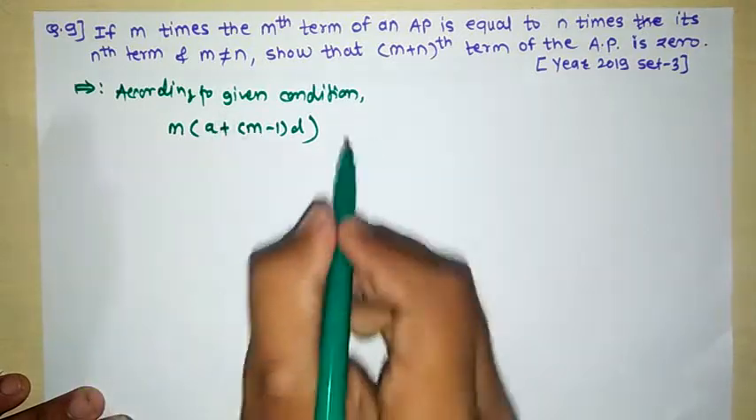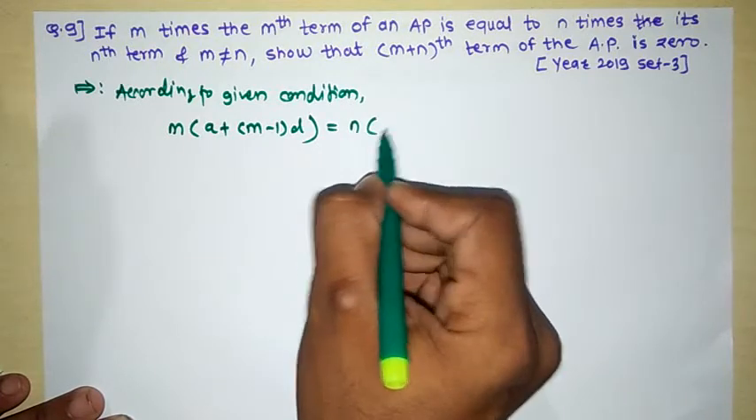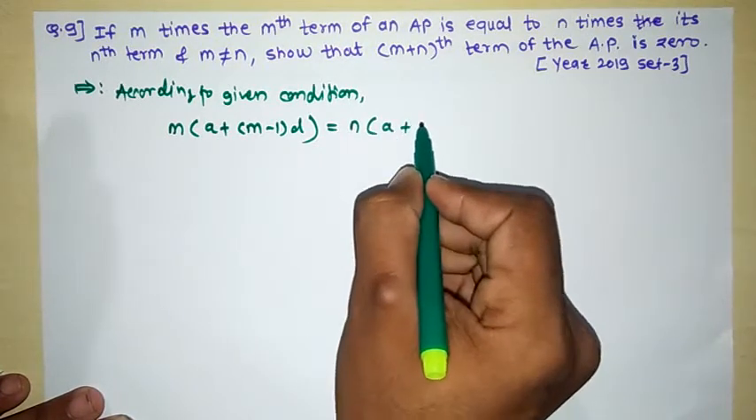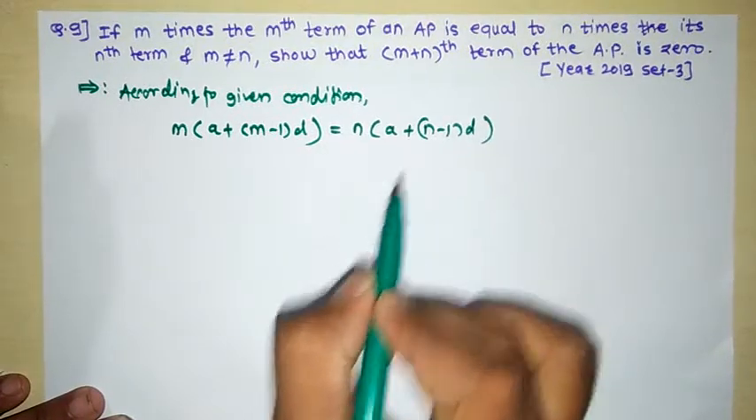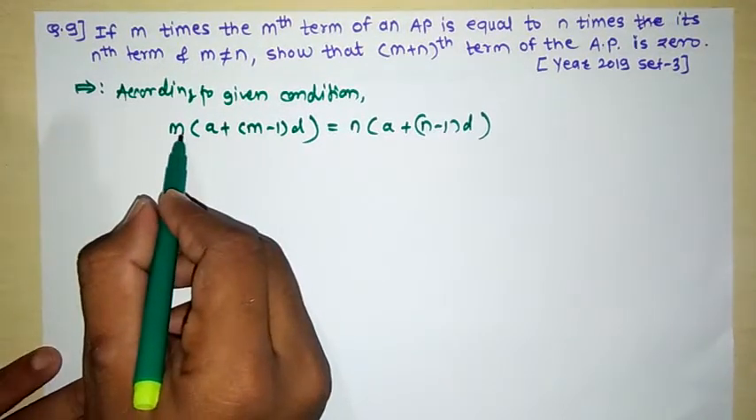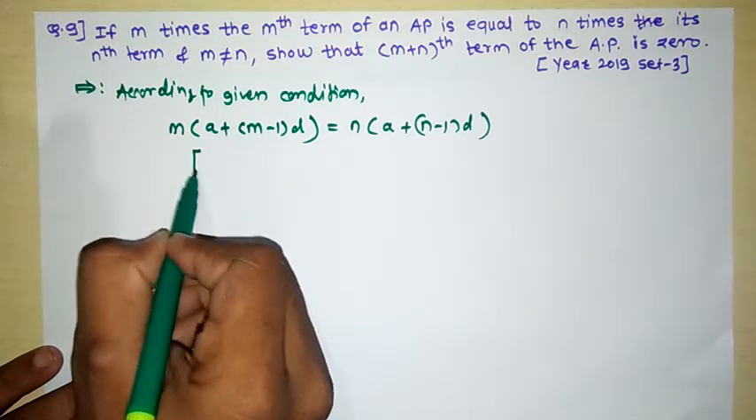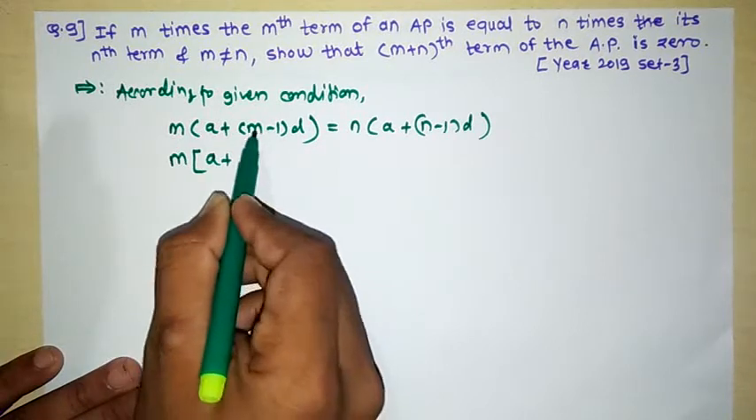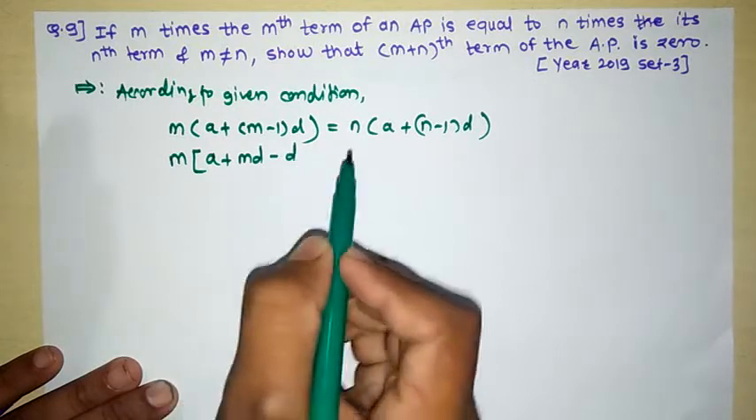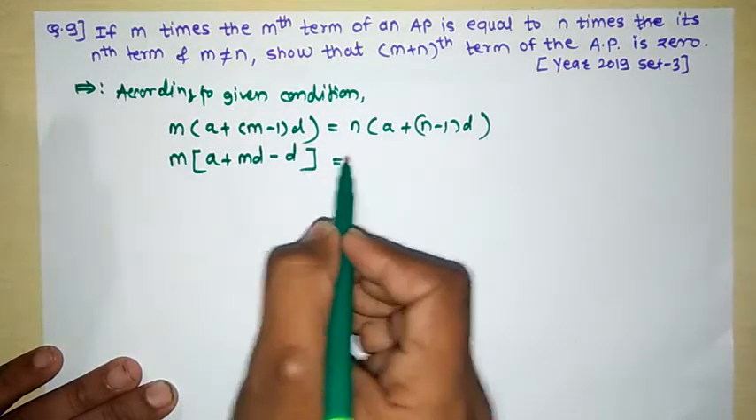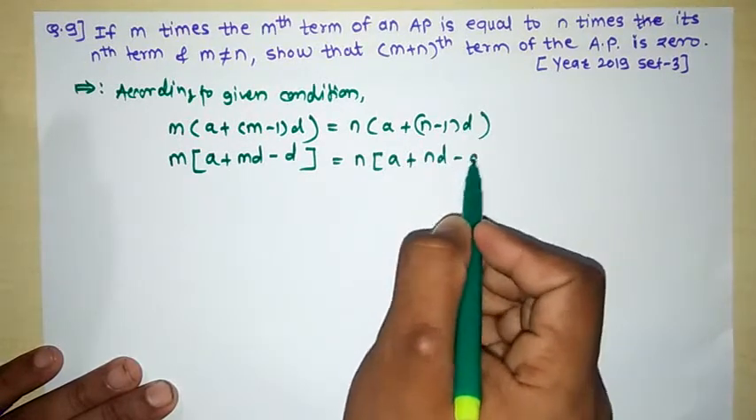This is the m times the mth term. M times the mth term is equal to n times the nth term. Similarly, we will write the formula for the nth term also. N times the nth term. The nth term formula is a plus n minus 1 into d. Here we have taken n minus 1 because it is the nth term. Now we will multiply this m in the bracket. First we will solve this one. M into a plus m into d, that is md, minus 1 into d, that is minus d, which is equal to n times a plus nd minus d.